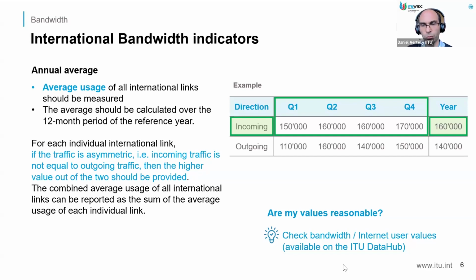Are my values reasonable? It's always good that you go back to the figures, check what the previous year was, and also make a simple calculation of bandwidth per internet user. This is a number that you may have access to directly, or you can go to the ITU Data Hub where values are available.